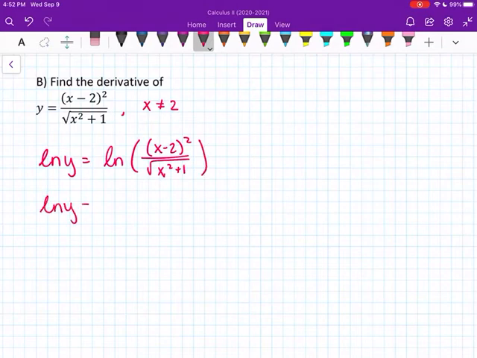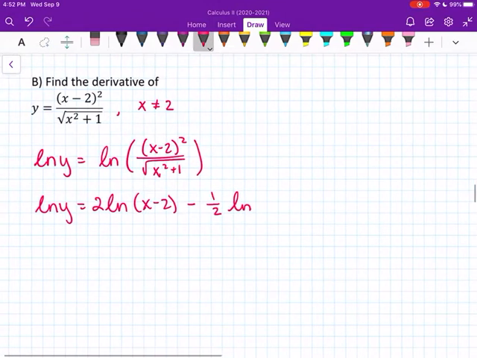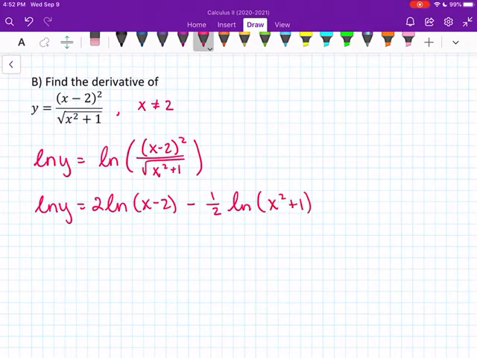So I get the natural log of y equals the natural log of the numerator, so (x minus 2) quantity squared, but I can pull that exponent out front, so I'm going to do that right away. And then the denominator, because on the denominator, a square root means a half exponent, I'm going to pull that out front in that step. And then x squared plus 1 on the inside. Okay, so we got that.